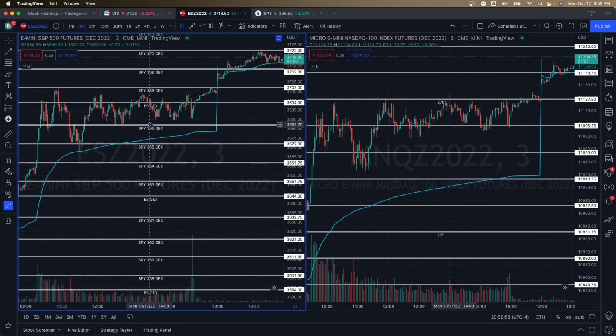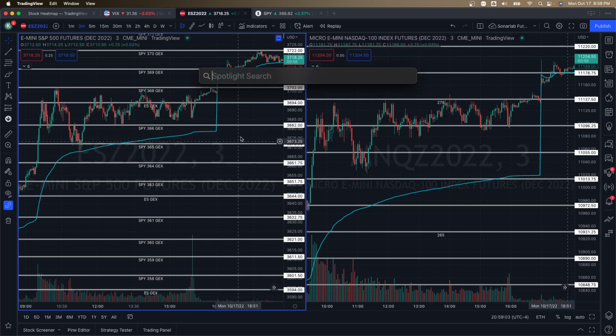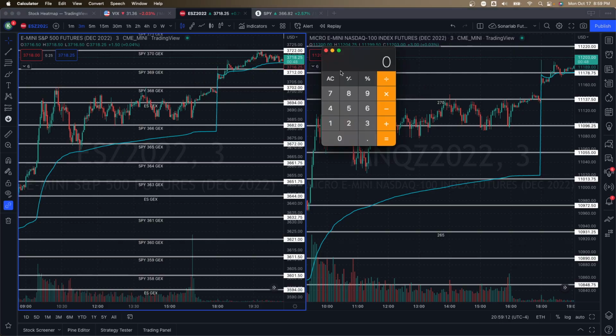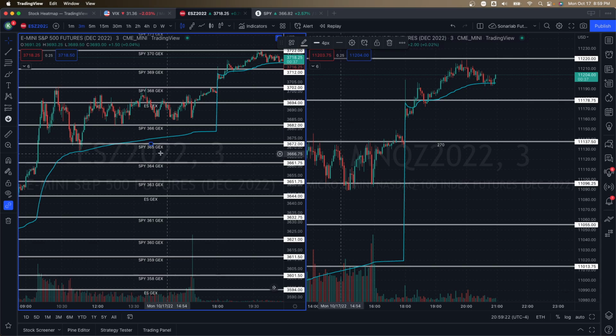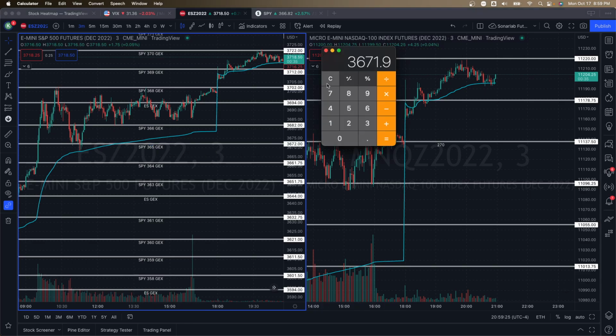And then we want to put all of the SPY levels on here, the main SPY strikes. And we can get those simply by multiplying by 10.6. So I'll open up a calculator here, and if we take SPY 365 and we multiply it by 10.06, we can see we have 3671.9. So in this case, I round up to 3672, which you can see right here. And then we just want to do that for each of the levels.